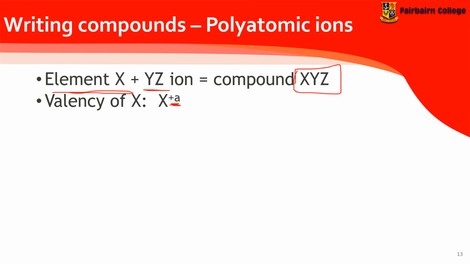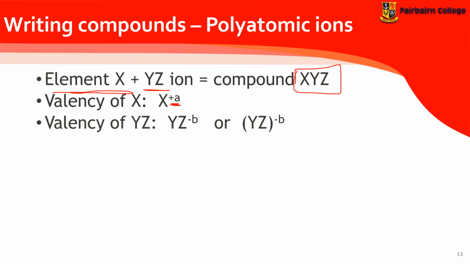Then our polyatomic ion you're not going to find on the periodic table. This is why you have to study that previous slide. You have to know the names and the valencies of all of those polyatomic ions. So you're not going to find it on the periodic table, you just have to remember it. So you recall that YZ has a valency of minus B, and you write that in. Again, B is just a placeholder for now.